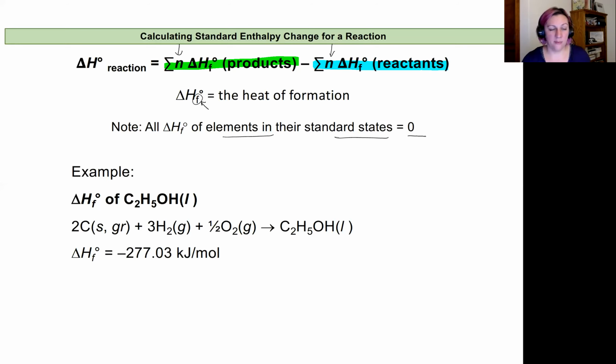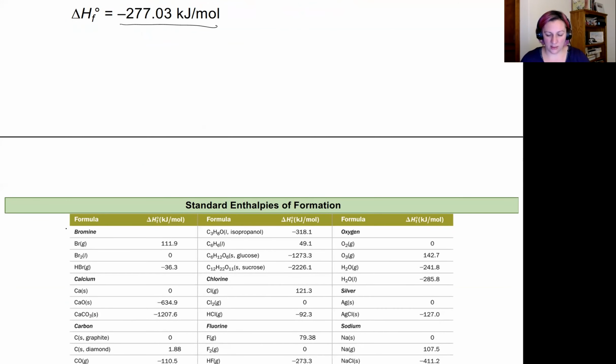So, for example, the enthalpy of formation for ethanol is going to be negative 277.3 kilojoules per mole. And that's going to be by combining carbon, hydrogen, and oxygen, which would all be in their elemental state and so have an enthalpy of formation of 0. So let's take a look at this in more detail.